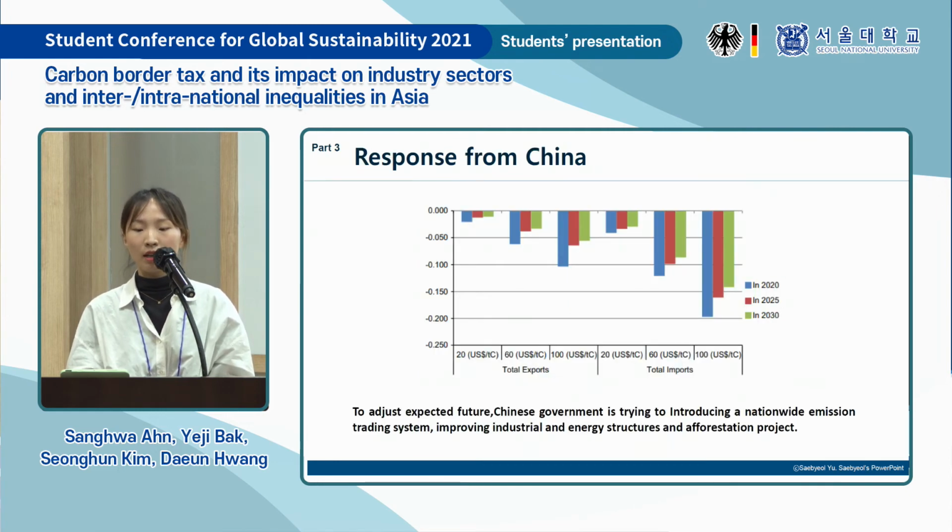And for China, the export volume is expected to decline by 6% in 2020, followed by further decline in the near future. The Chinese government is trying to introduce its own nationwide emission trading system, trying to improve its energy structure and afforestation. However, as we already see, China has to put in more funding and investment targeting industry sectors, especially the steel industry, to effectively deal with CBAM.